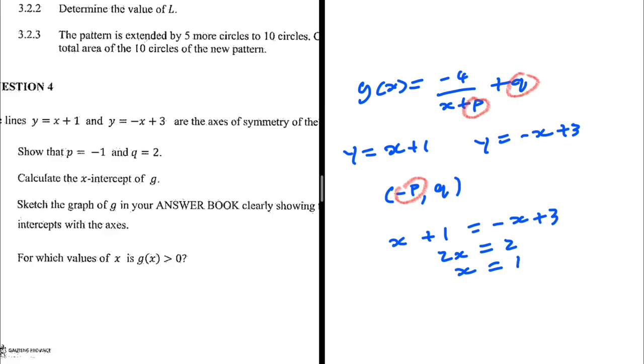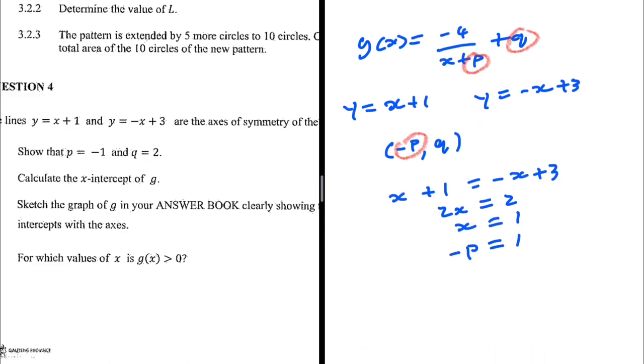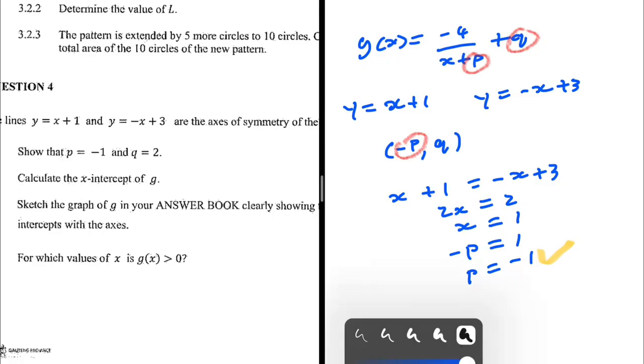But what are we saying? We are saying that at minus p, that's where these two lines touch. So let's take a look. We're going to have minus p being equal to 1, because when x is equal to minus p, that's where they touch. So clearly p should be equal to minus 1. So there we go, we have the value of p, and then the value of q we can just substitute into one of the axes of symmetry.